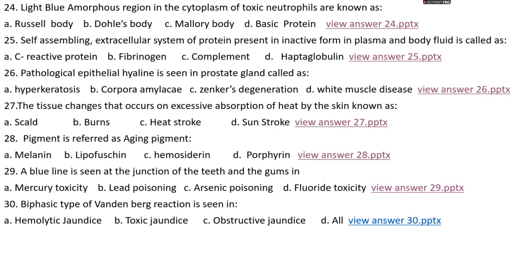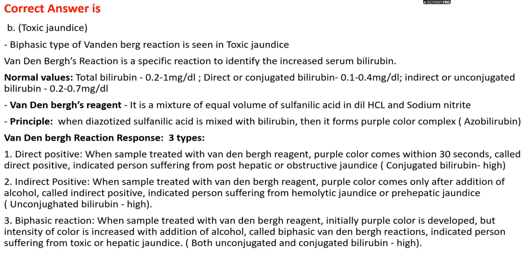Question number 30. Biphasic type of Van den Bergh reaction is seen in: option A, hemolytic jaundice; option B, toxic jaundice; option C, obstructive jaundice; option D, all. The right answer is option B, that is toxic jaundice. Biphasic type of Van den Bergh reaction is seen in case of toxic jaundice.